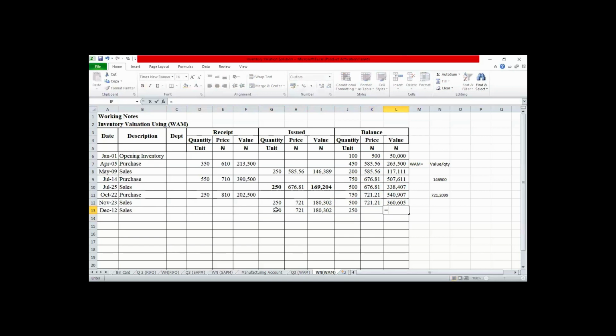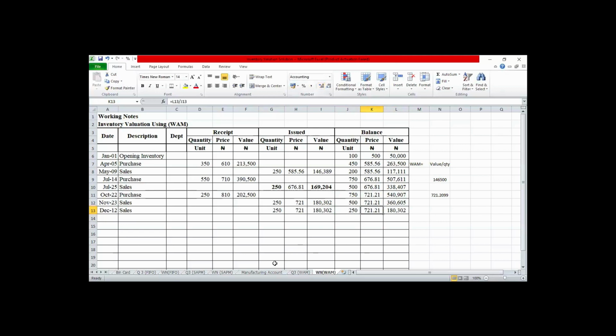Then 360 minus 180, we have 180,302. Is it clear? Then you can confirm the price, whether it's still the same or not: 180 divided by 250. What do we have? Same amount. That is the value of your stock, and that's the rate you are valuing your stock. It's just telling you the price you are recognizing for the valuation of your stock at that particular point in time.